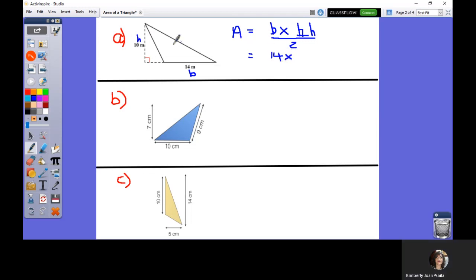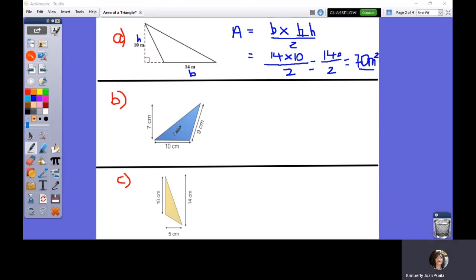multiplied by its height, 10, everything divided by 2. So 14 times 10, you should get the answer 140, divided by 2. So 140 divided by 2 gives you the answer of 70. The units here are meters, so the answer is in meters squared because we are finding the area.